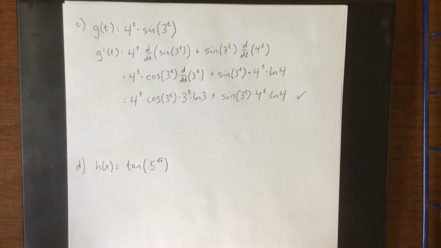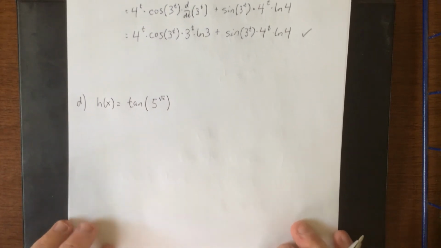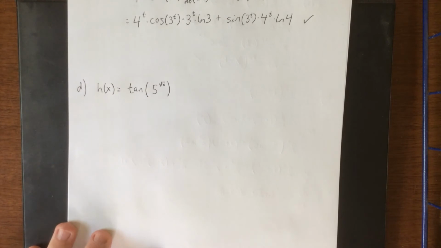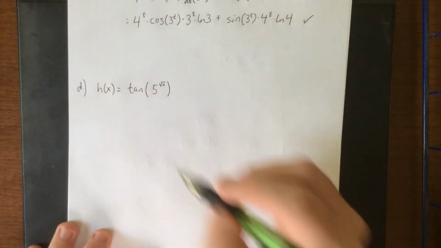Last example problem that we're going to take a look at is going to be h of x is equal to the tangent of 5 raised to the square root of x power. This one is multiple layers of the chain rule since we have a function inside of a function inside of another function.